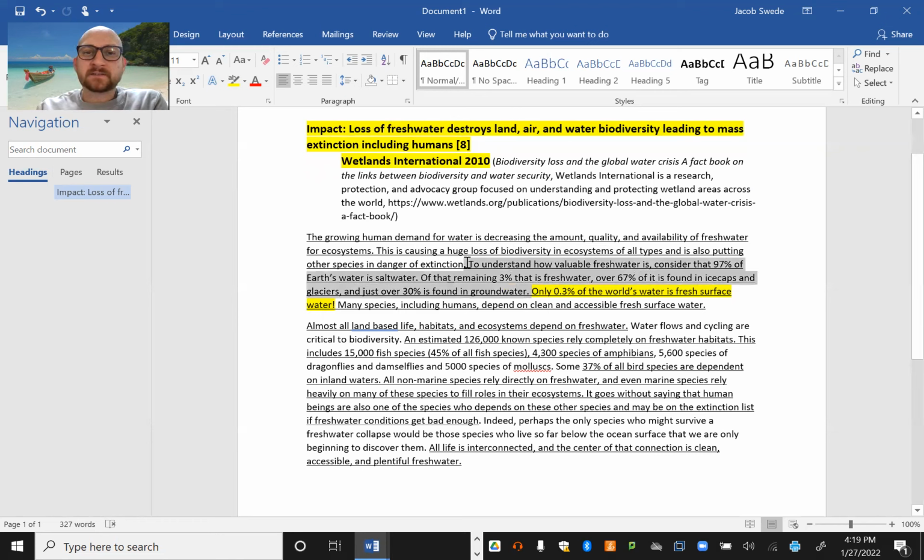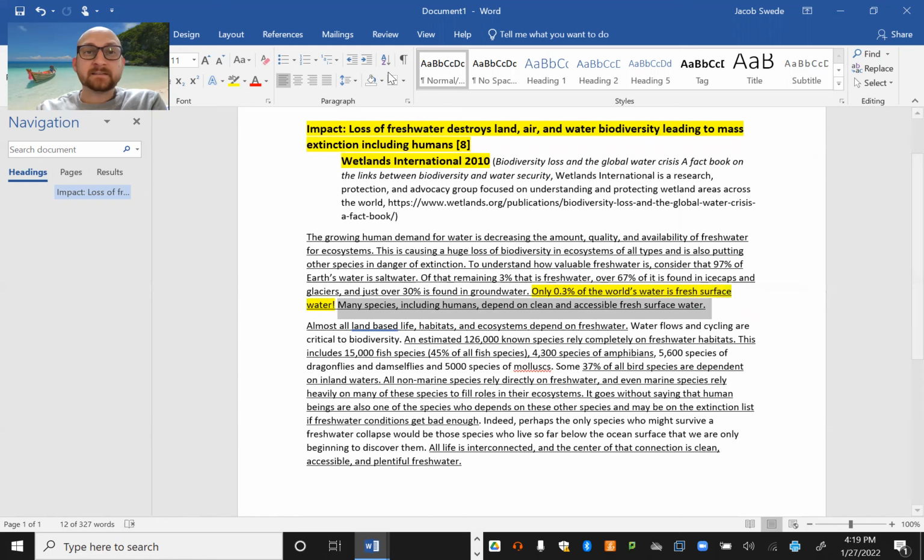So all this other stuff about the parts of the world that aren't fresh water, they aren't really that important because that's not what we're focusing on. We're focusing on what parts of the world are fresh water. So now we know it's a really small part, right? Next sentence says, many species, including humans, depend on clean and accessible fresh surface water.